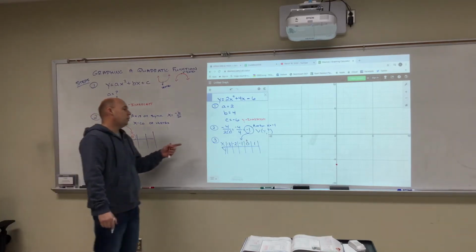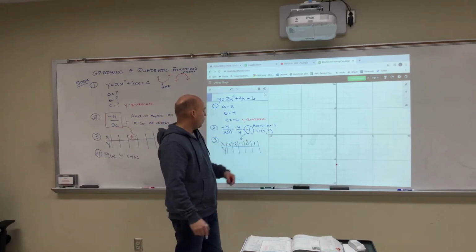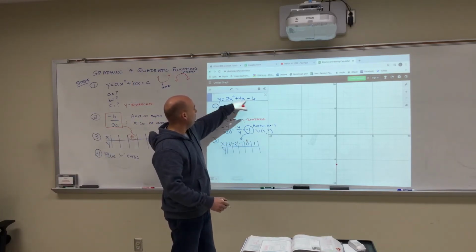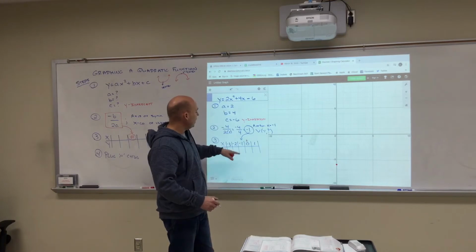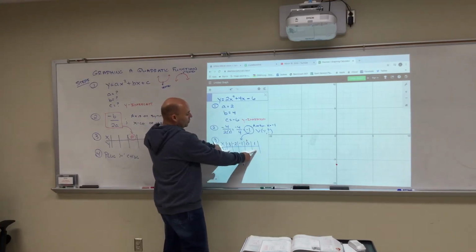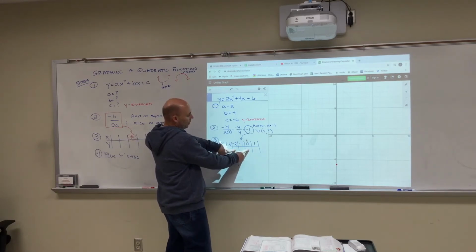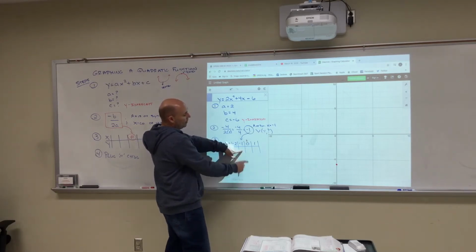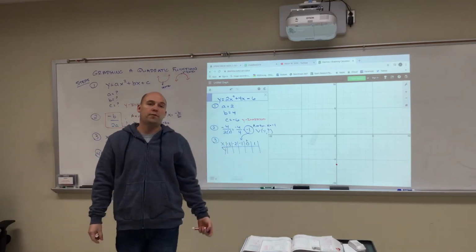So I'm going to take each one of these values, I'm going to plug them back into our formula, and I'm going to figure out values. Now here's what's nice about this. Since it's a parabola, these two are symmetrical, which means these two y values will be the same. Same thing here, these two y values will be the same. And then this y value will be different because it's the lowest point of your graph.